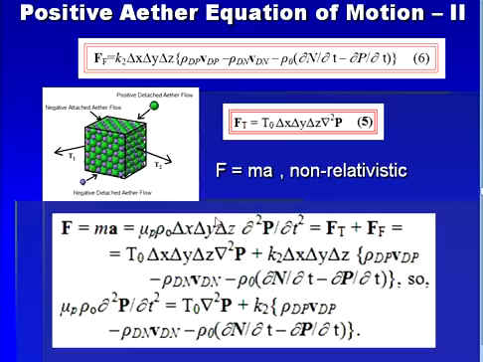We can then set ma equal to the sum of the forces to give the expression here. Here I have simply brought down the tension force and the flow force from our previous analysis. We can then divide each side of the equation by delta x, delta y, delta z to arrive at the equation of motion for the attached positive ether as shown here.